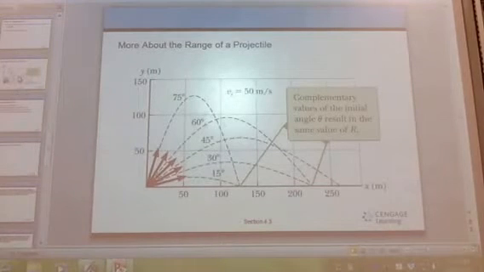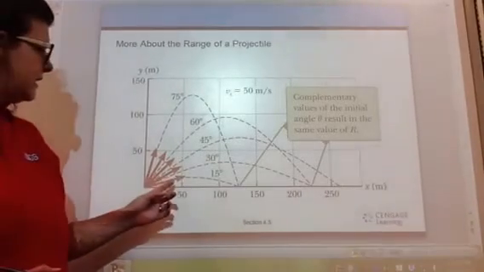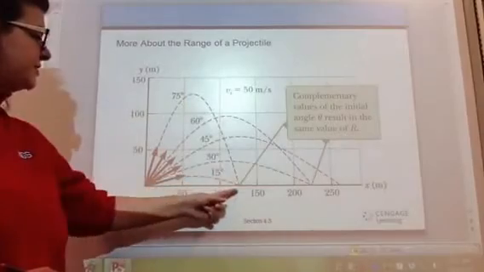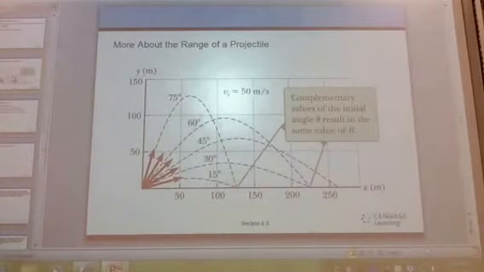Okay, so range of a projectile. What is the best angle that I could project something at to make it go the farthest? That would be 45 degrees. 45 degrees would be the angle that I would get the longest range. Now, I see here 75 degrees and 15 degrees are going to land me in the same spot. And it says here, complementary values of the initial angle theta are going to result in that same value of r. So I'm working with perpendicular components, so as long as they add up to 90 degrees, those complementary values, I'm going to get the same range.